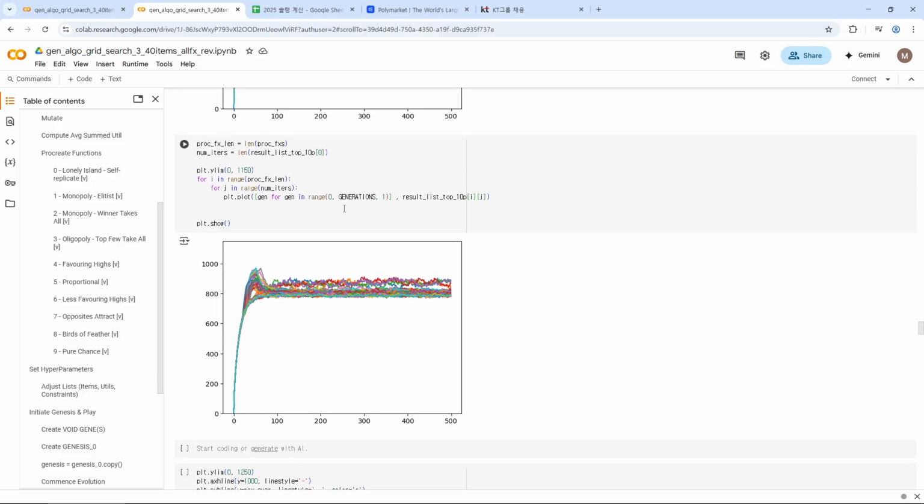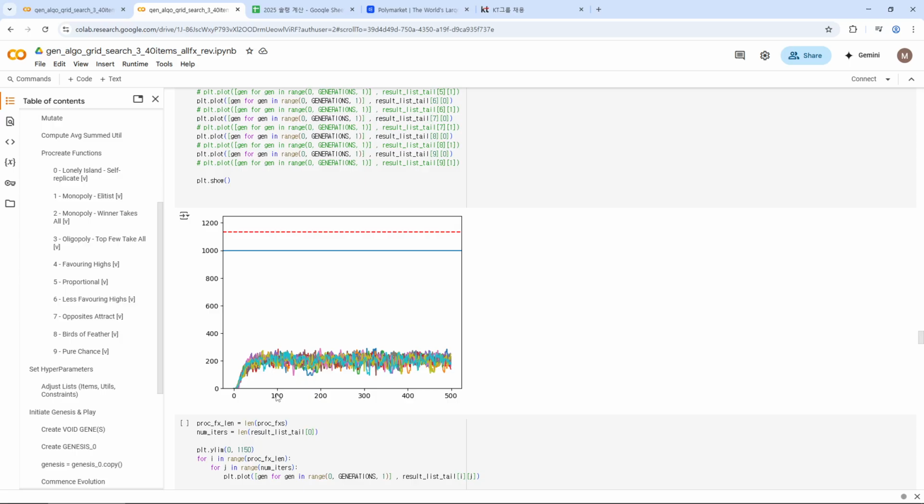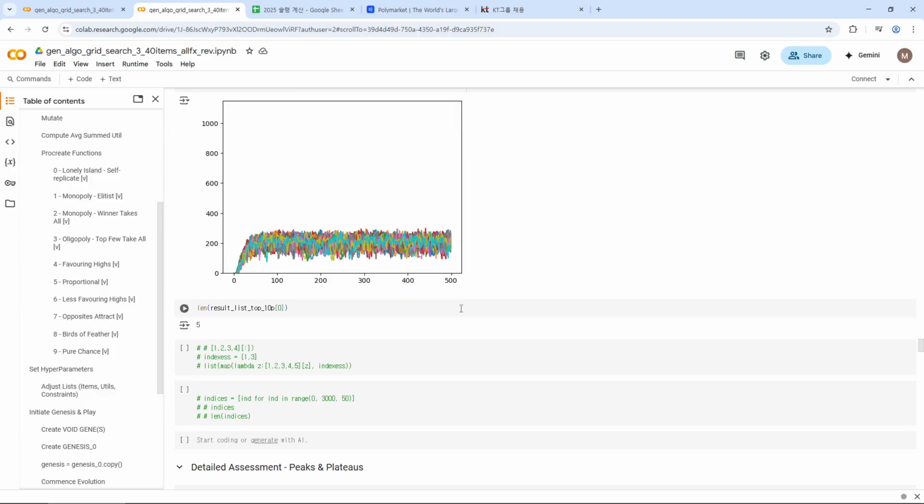And these are the plots for every single procreate function, and for every single iteration per procreate function. And these are the plots for the tails. They're all there, and nothing that unusual. They oscillate, yep. And again, for all the iterations for all the procreate functions. So very messy, very noisy, hard to make sense of, but we get the gist of it.